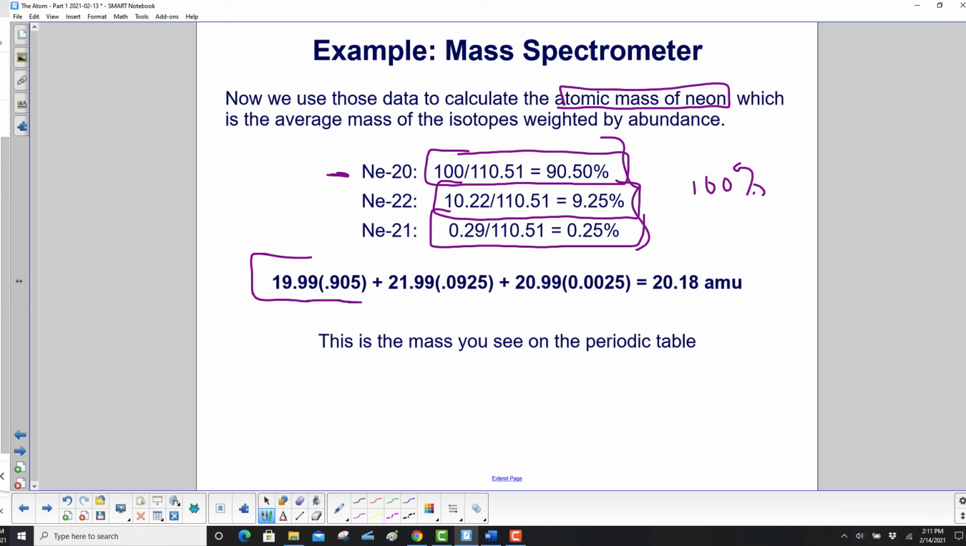So here's the first one, neon-20. The atomic mass unit's 19.99 times 0.9050. Then we took neon-22, and here's its percent abundance, 0.0925. And then finally neon-21, that's the least of all of them, so that gets weighted the least, because there's only 0.25% or 0.0025 of it. Add them together and we get 20.18 AMU, atomic mass units. And that's the mass you see on the periodic table.